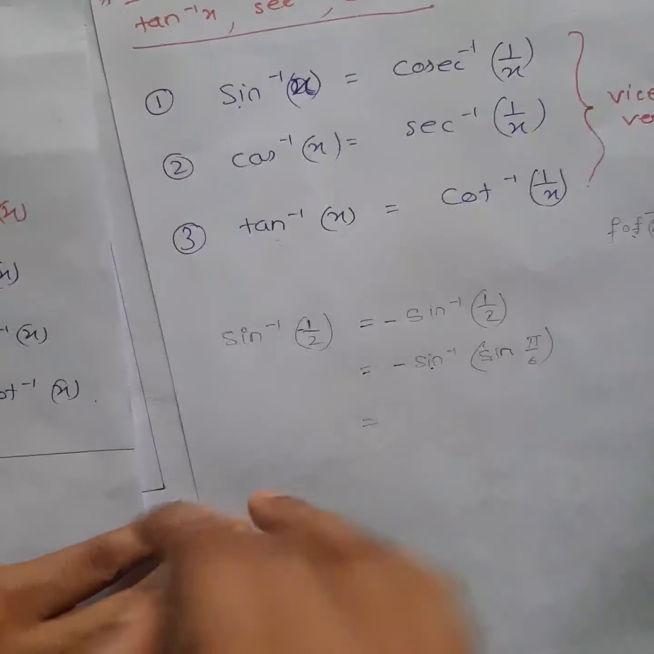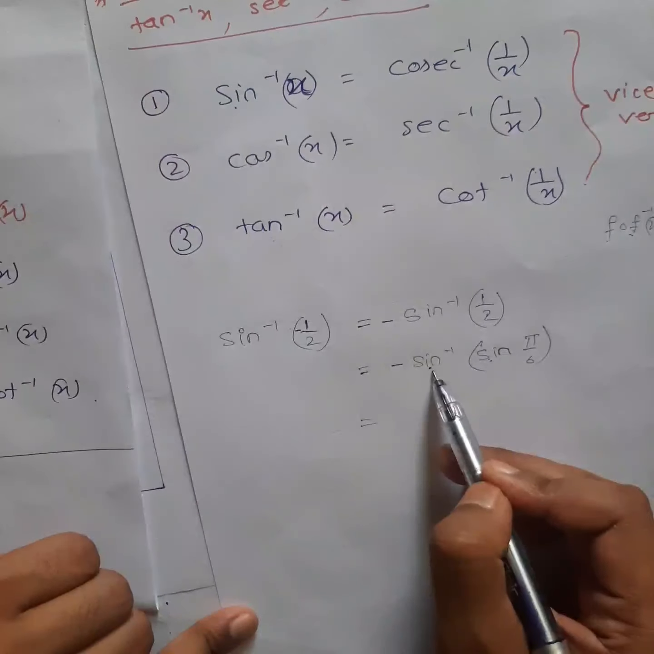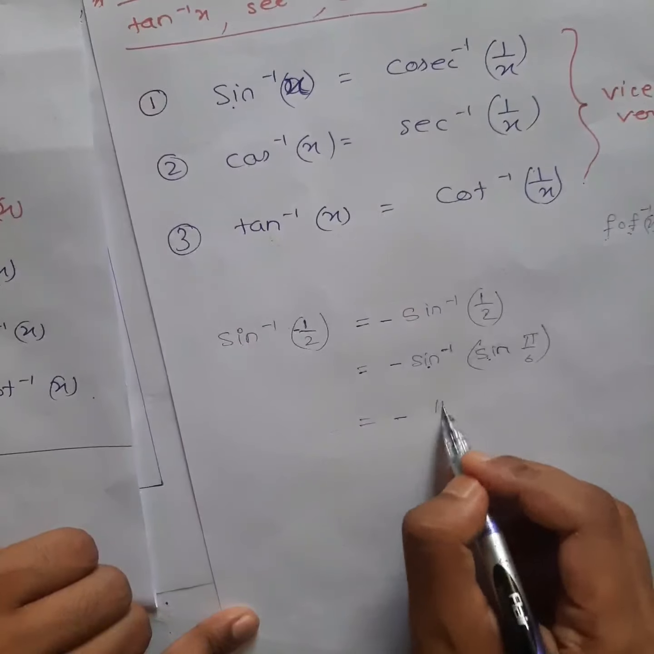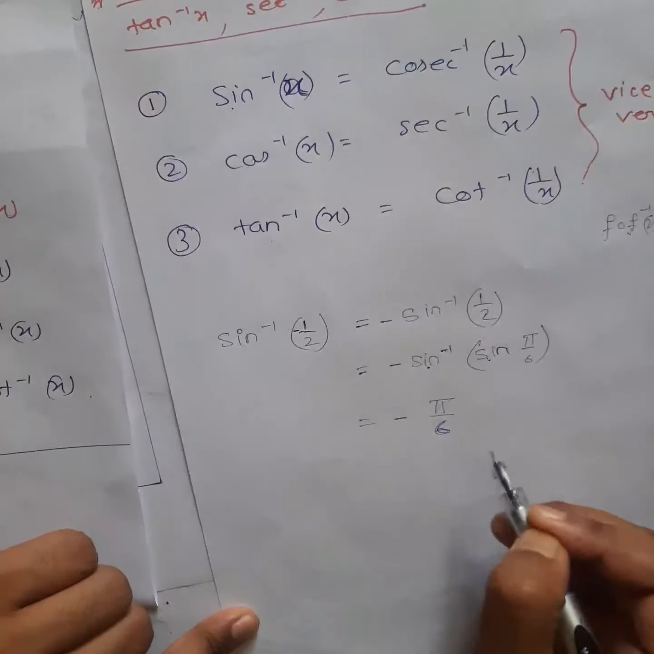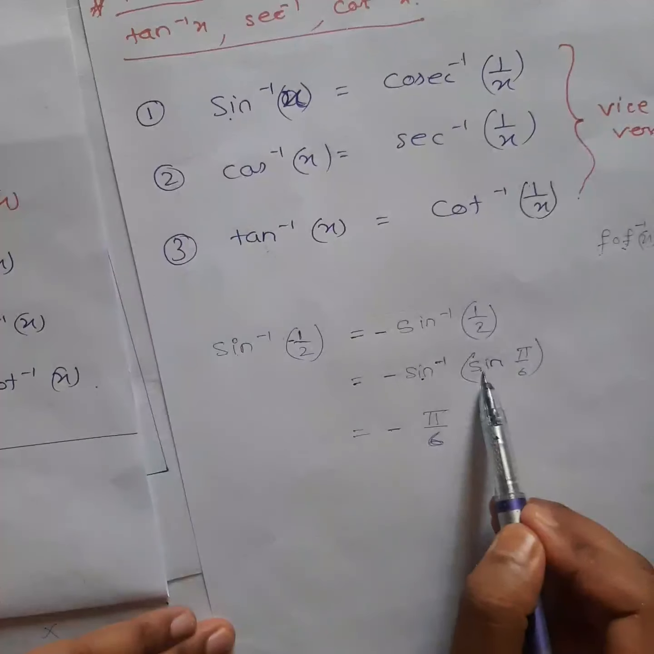Remember, proof also I have already given. So I have said that for easy understanding, you can think like this. Sine inverse and this will get cancelled. What you will get? Minus pi by 6. This is the shortcut form. Okay. Now this you can write this.